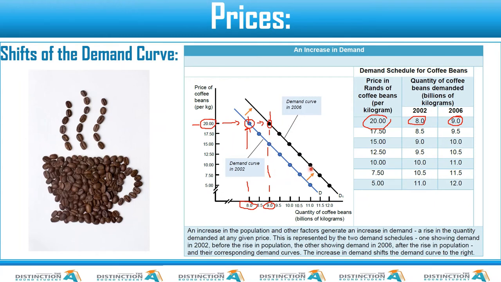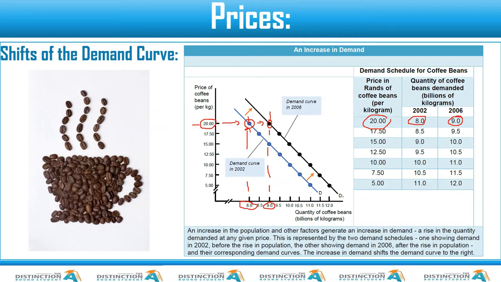And I'm back to the pointer. And so here is 17, this is the 17. And for that 17, we have 8.5. This is the 8.5, so it goes with this dot. Then for the same 17 rand 50, we have this 9.5, which is this dot. It goes along, you see, with this 17.50.